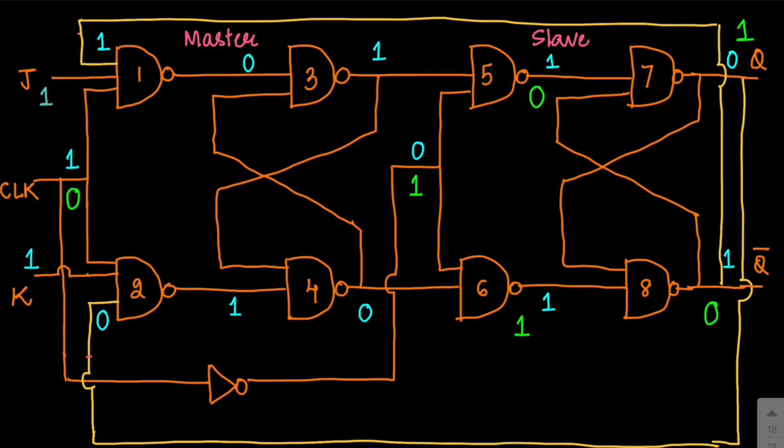Coming to the master side, what is happening inside the internal architecture of the master? Because the clock is 1, the input to J is 1 and the input to K is also 1. Let's talk about the third input to each of these two gates, that is gates 1 and 2. For the first NAND gate, the third input, that is the yellow line, is actually Q bar, which we have assumed to be 1. So now all inputs to the first NAND gate are 1, so the output is 0. Coming to the second NAND gate, two inputs are clock equal to 1 and K equal to 1, and the third input is Q, which is equal to 0.